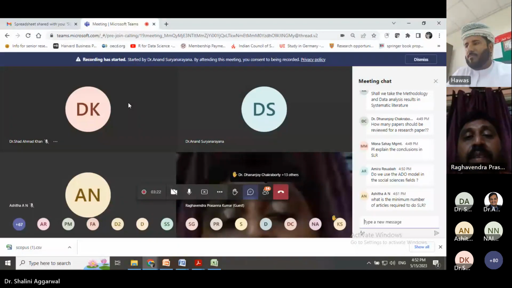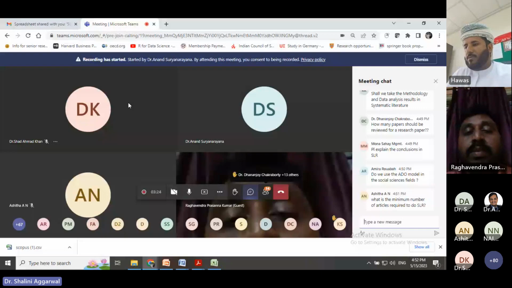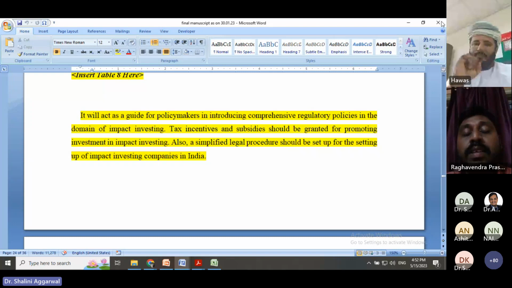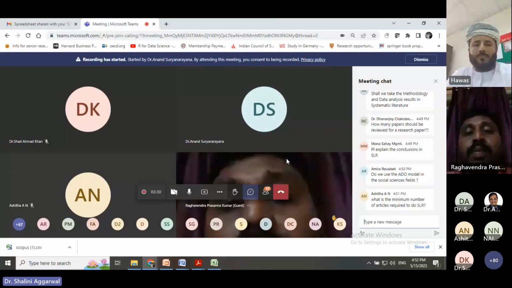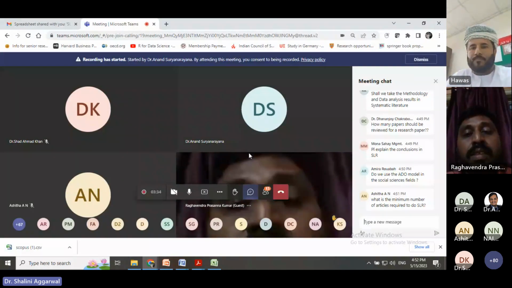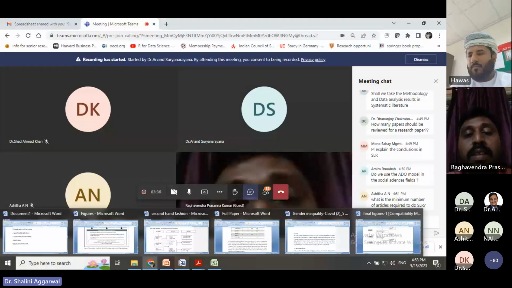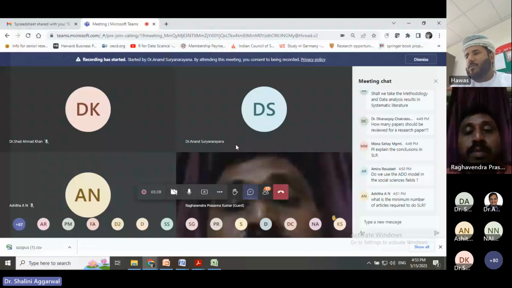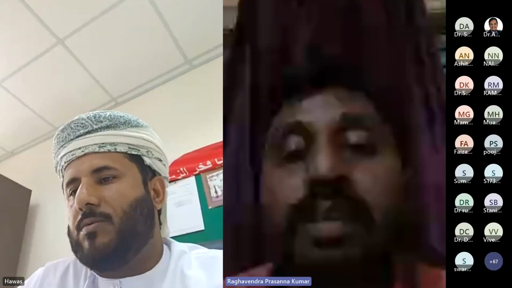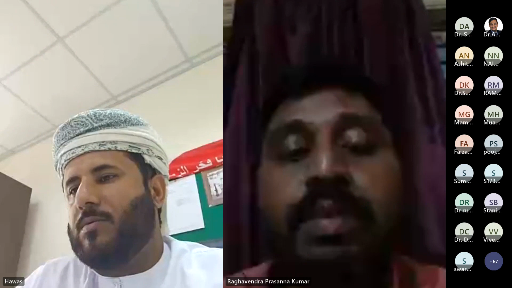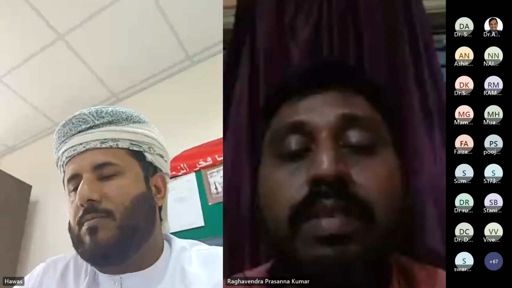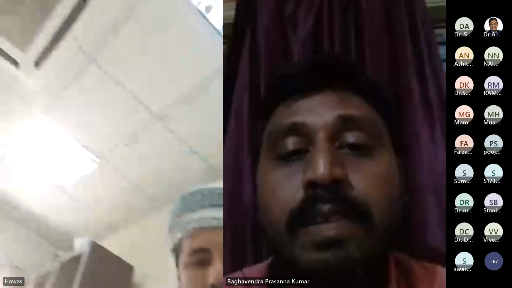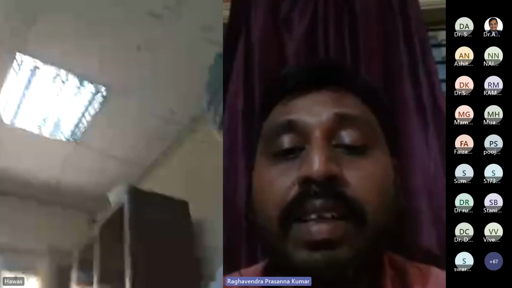So we have designed a research question, and on the basis of that, we go for the research methodology. What we are doing is talking about the existing papers that we have. So the research methodology is obviously a gap, because nobody has already done this systematic literature review. So this is a gap. That is all.